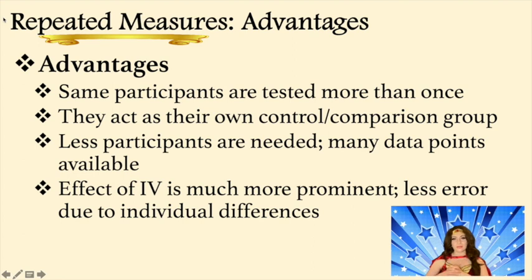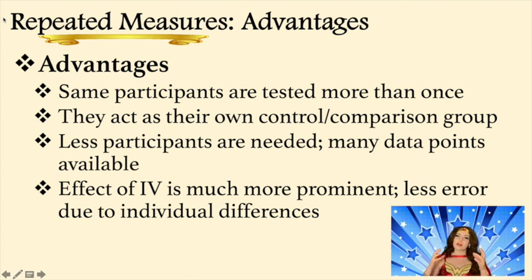It's much more prominent. Because the people aren't changing, you are not introducing more variance due to individual differences, right? So you will have less error variance due to the individual differences because you have fewer individuals in your study in the first place. So basically, this means that people are less likely to differ from themselves over time than they are to someone else.